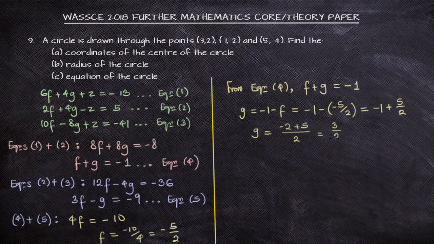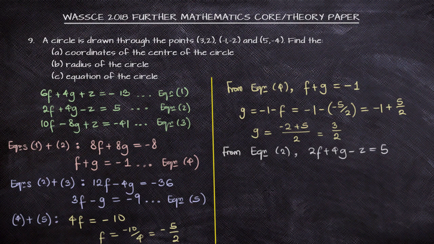Good. So I've obtained g to be 3 over 2. I've obtained f to be minus 5 over 2. I can use any of equations 1, 2, or 3 and substitute for the values of f and g to get the value of z. So if I'm using equation 2, now 2f plus 4g minus z is equal to 5.